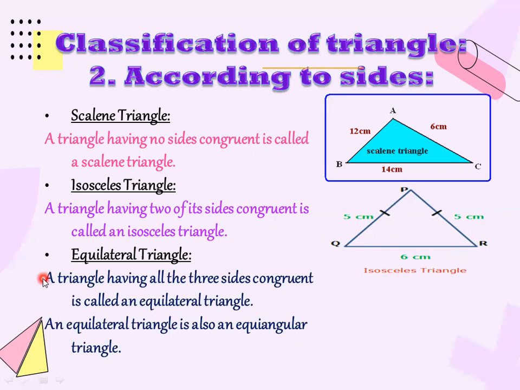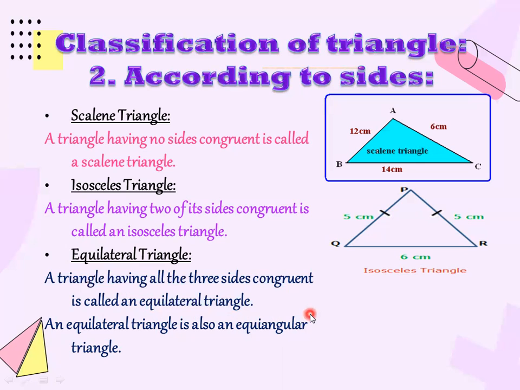The last one is the equilateral triangle. Now, equi means what? Equi means equal. Lateral means side. So, equal sides. A triangle having all three sides congruent, meaning any triangle whose all sides are equal, is called an equilateral triangle.